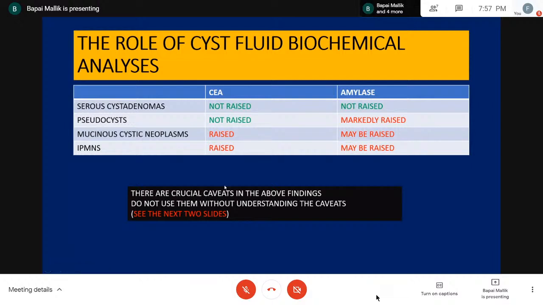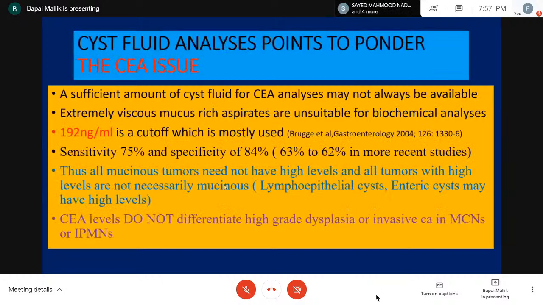And please, and this is just as a note for somebody who might like to come back and see the slide later, do not use them without understanding the caveats, for which you need to take a look at the next two slides. And let's look at these issues right now.